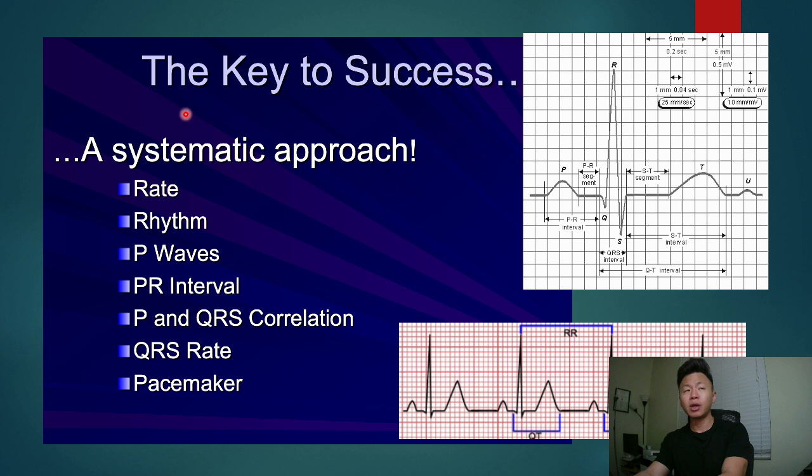So whenever we're distinguishing rhythms, there's a systematic approach to how you find these things, and you need to determine these components before we can distinguish what a rhythm is. So first things first, we're going to take a look at that rate, 60 to 100. You need to find out how much it is.